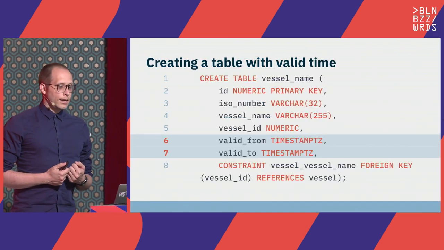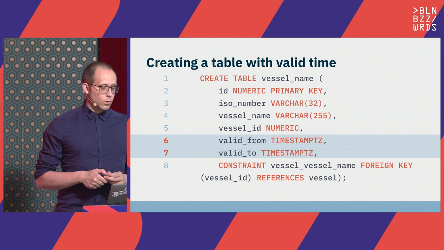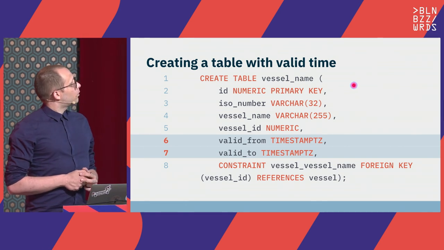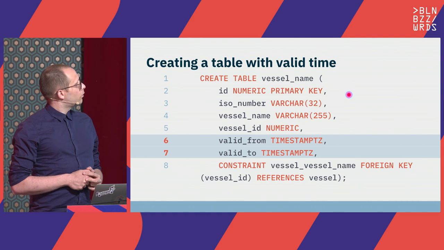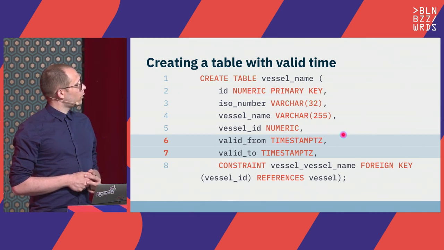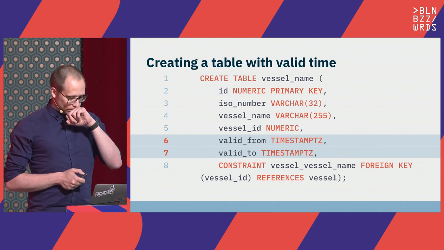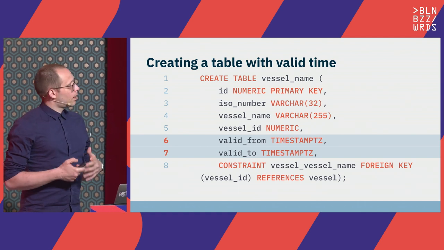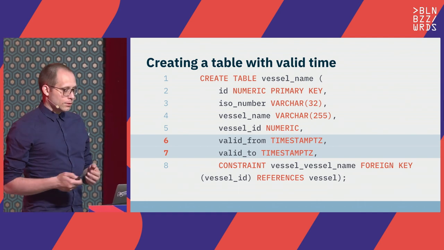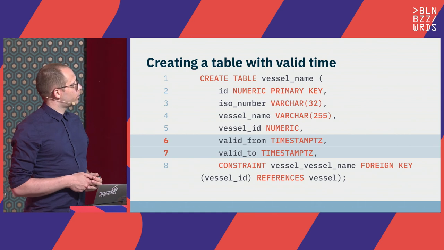If we want to create a table with a valid time, the statement would look like this. We have an ID with a primary key. Again, we don't need that, but we have it. We have the ISO number, the vessel name, the vessel ID. And we have two timestamp fields, valid from and valid to. We had this table up front because we knew we need valid times. So that was not a big issue for us.